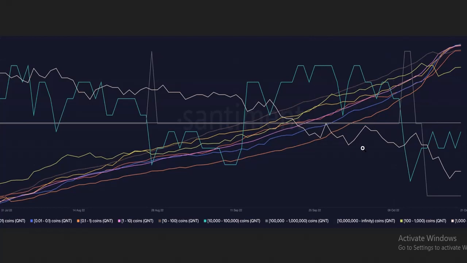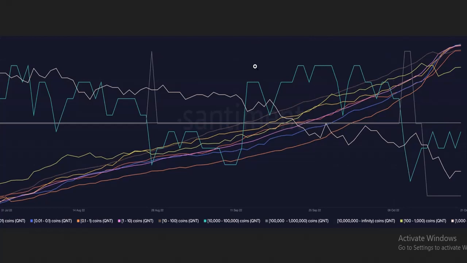But as you can see, we as the retail are not shaking. The price has continued to go up. So the whales are trying to manipulate the price of Quant, but please do not fall for the manipulation from the whales. The whales are trying to push the price downward so that you can sell your Quants to them. Do not, I repeat, do not sell your Quants.